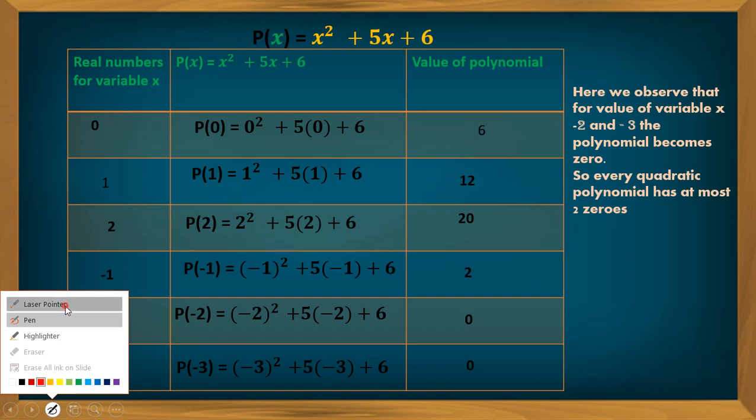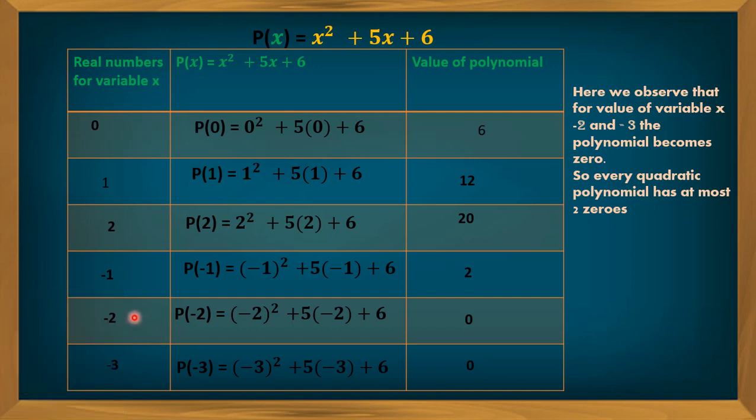Also, what can we say about these two values, minus 2 and minus 3? These are the zeros of the quadratic polynomial. That means by putting these two values we get the polynomial as 0, and as this polynomial is quadratic, it has at most 2 zeros.